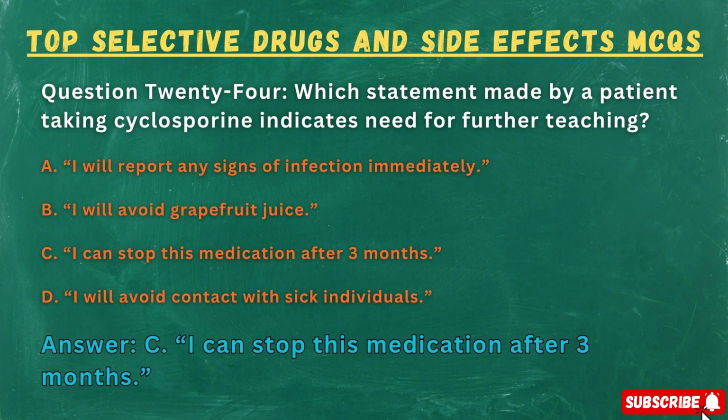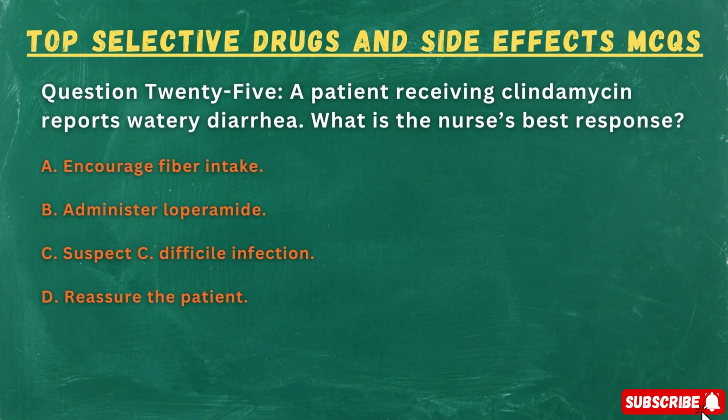Answer. C. I can stop this medication after 3 months. Question 25. A patient receiving clindamycin reports watery diarrhea. What is the nurse's best response? A. Encourage fiber intake. B. Administer loperamide. C. Suspect C. difficile infection. D. Reassure the patient.